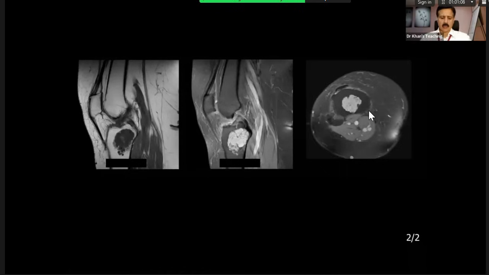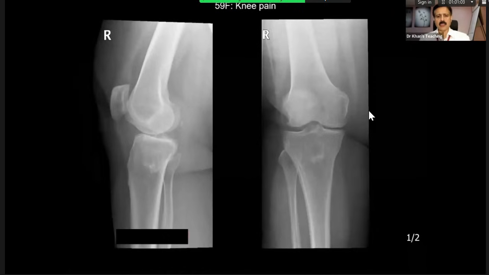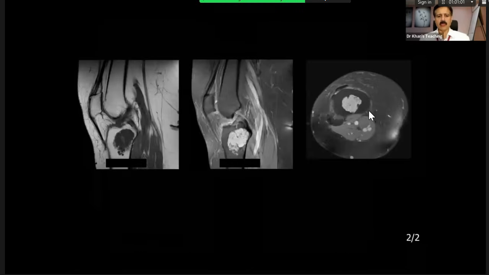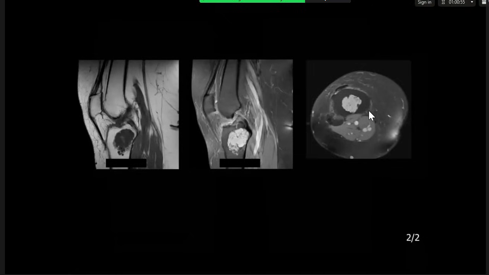So the patient has got knee pain. Do you think this lesion is aggressive? Is there malignant transformation? It's got a narrow zone of transition, and there's a paucity of any surrounding bone marrow edema, and there's no soft tissue component.